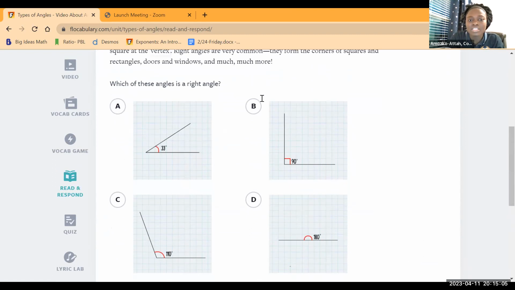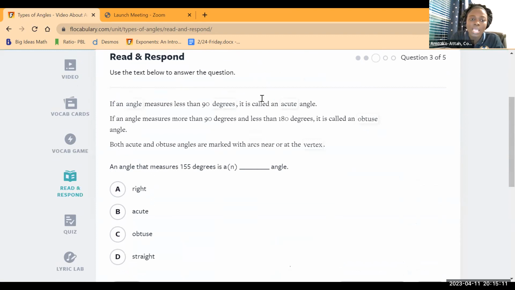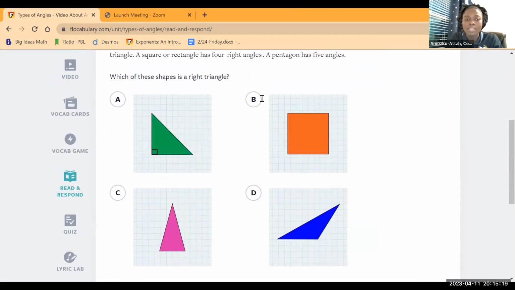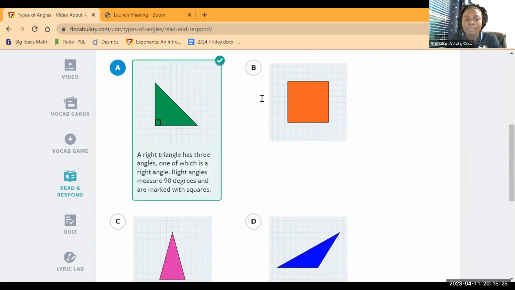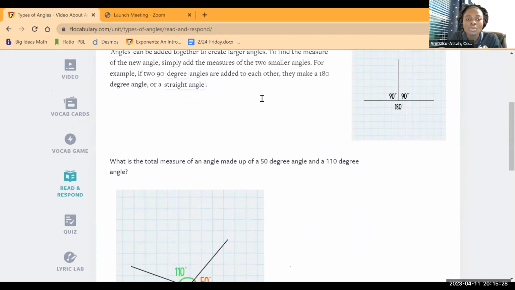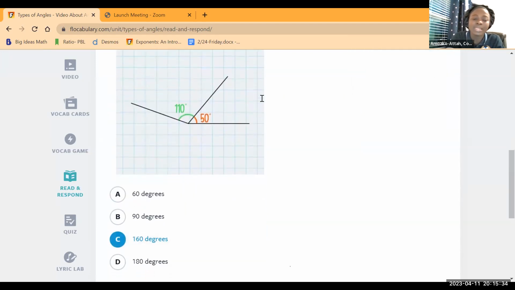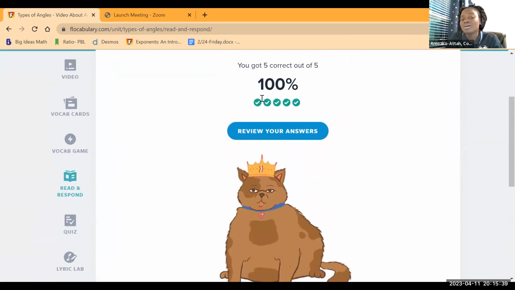Which of these angles is a right angle? That is B, right? Okay. An angle that measures 150 degrees is an obtuse angle because, of course, it's more than 90 but less than 180. We are correct. Which of these shapes is a right angle? Ooh, that is A. Perfect. What is the total measure of an angle made up of 50 degrees and 110? That is 160 degrees. Just add them up and you get your answer. Okay. So far, you just made it to 100%.